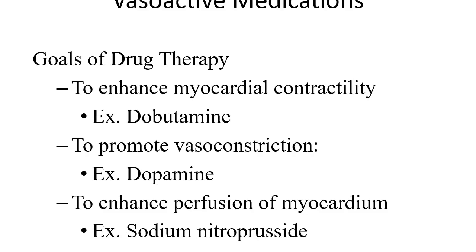And then to enhance perfusion of the myocardium, we're going to give sodium nitroprusside, a vasodilator, which will help to improve perfusion of the myocardium. But what does a vasodilator do? The vasodilator will lower the blood pressure. So all three of these medications are going to have to be titrated very, very carefully using our arterial line, our pulmonary artery catheter, in order to make sure that we have adequate blood pressure, but not so high that the heart has to work harder.